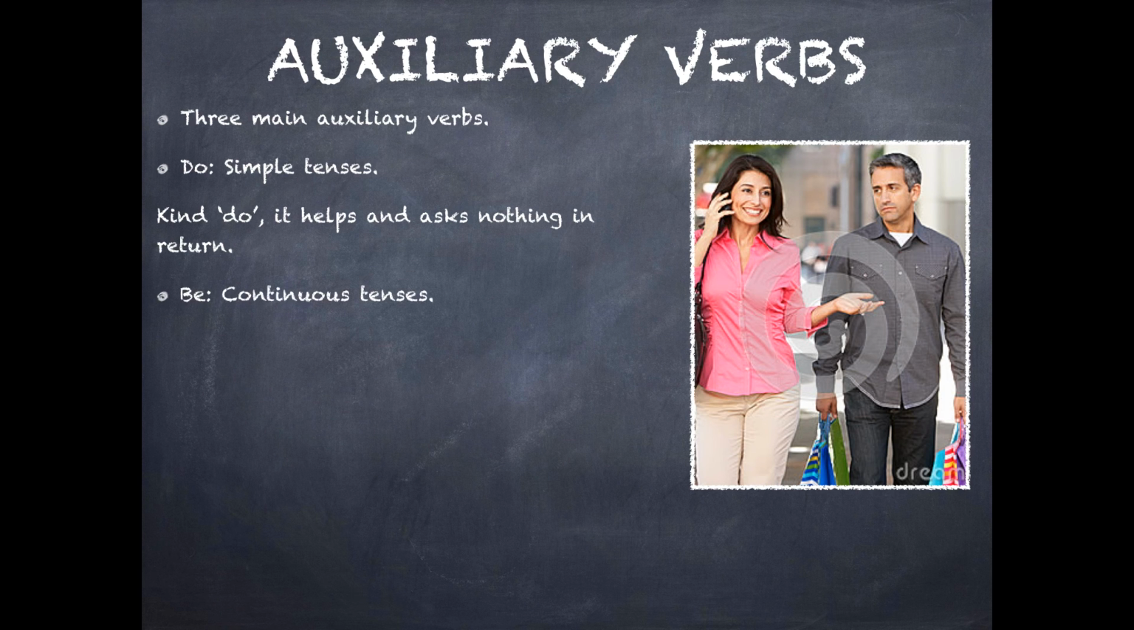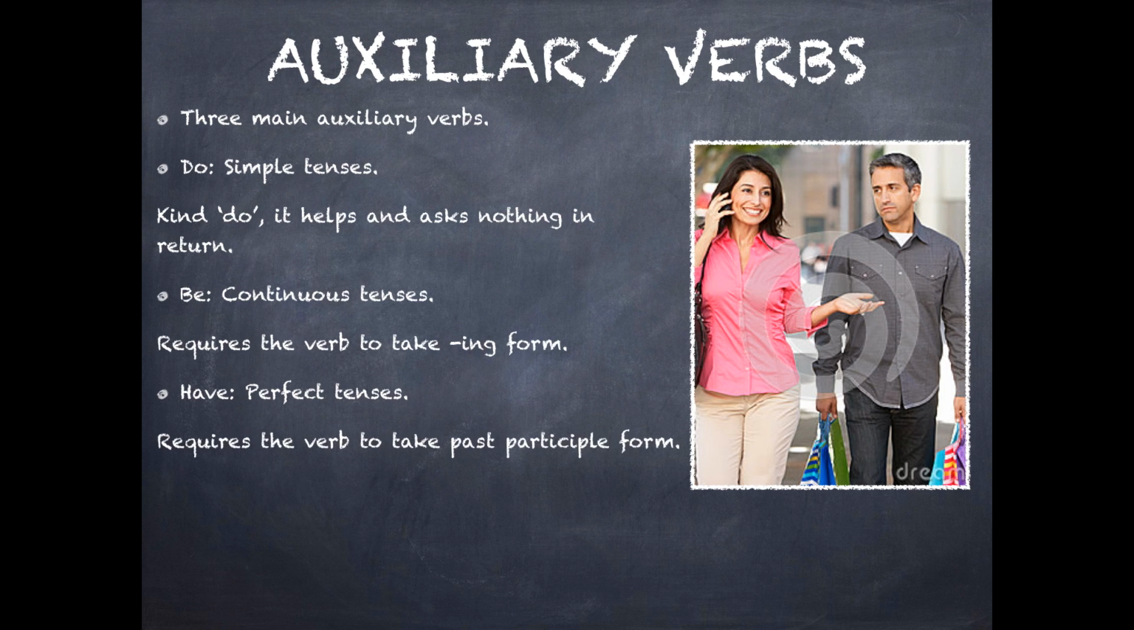Be is the auxiliary for the continuous tenses. In this function, to be requires the main verb to take its gerund form, that is, to add the suffix ing. As we will see later in this course, it's also the auxiliary for the passive voice, and in that case, the main verb must take the past participle form. Have is the auxiliary verb for the perfect tenses. It requires the verb to take its past participle form.